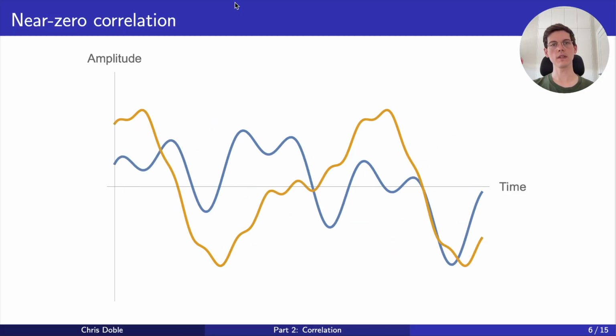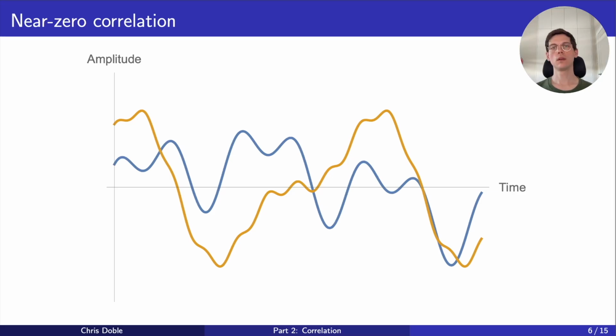And finally, these two signals don't look similar at all. There doesn't seem to be a relationship between their signs, and they change at different points in time. They're nothing alike, so they would have a correlation near zero.